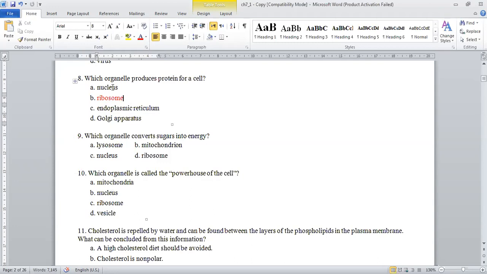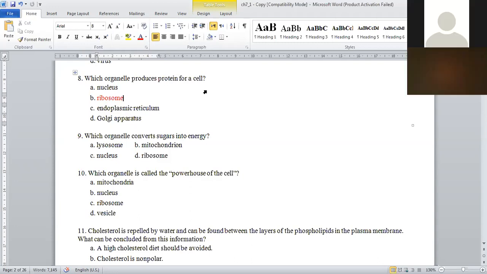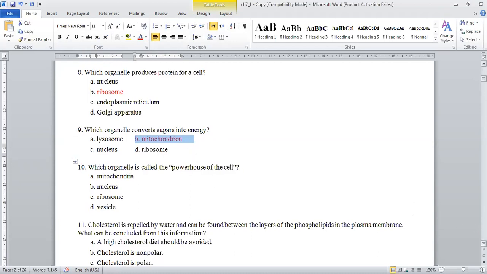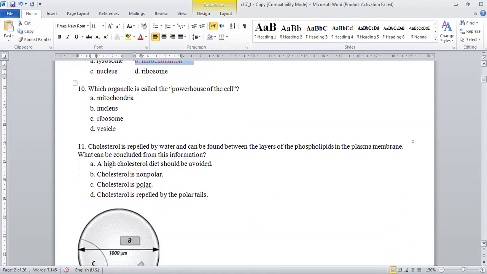We said the ribosome in the other question, number 8, produces protein. You cannot find an organelle doing two different jobs, but each organelle is specialized. Specialized means it has a specific job. It's B, mitochondria. Mitochondria produce energy for the cell, and energy comes from sugar. Which organelle converts sugar into energy? It is mitochondria. Excellent.